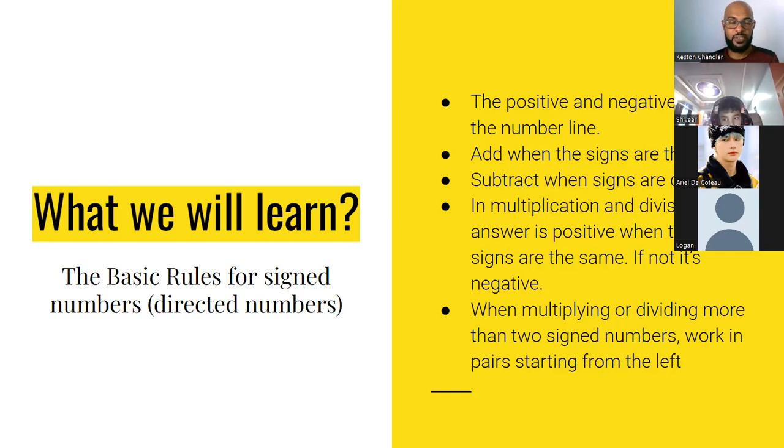Multiplication and division is a bit more straightforward. Once the numbers being multiplied carry the same sign, then the answer is always positive. If the numbers being multiplied or divided have different signs, then the answer is always negative, right? Usually when we multiply and divide more than two signed numbers, we always start from the left and work in pairs and move across. So those are some of the things that we're going to get into in today's session.